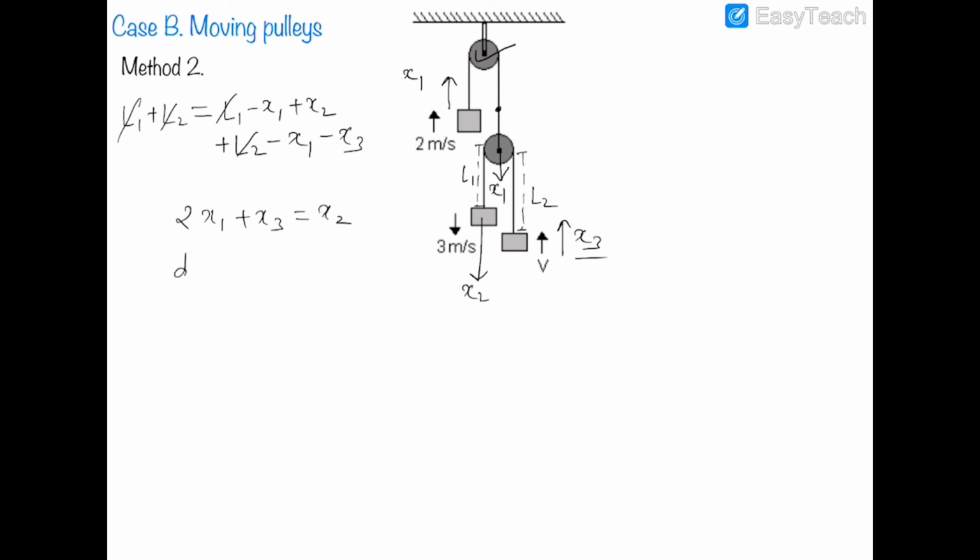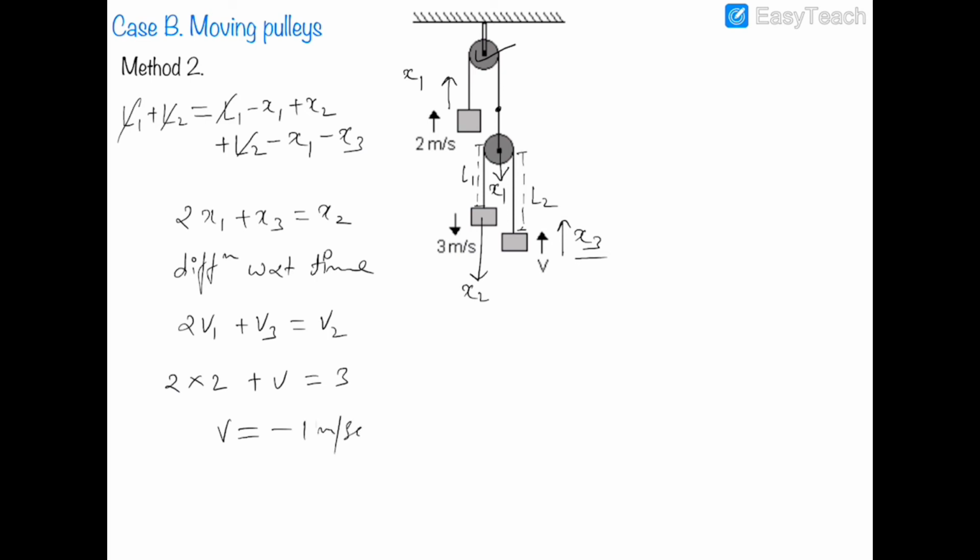Now differentiating with respect to time, 2v1 plus v3 is equal to v2. Now substituting the values, v1 is 2 and v3 is v and v2 is 3 meters per second. So v will be equal to minus 1 meters per second.